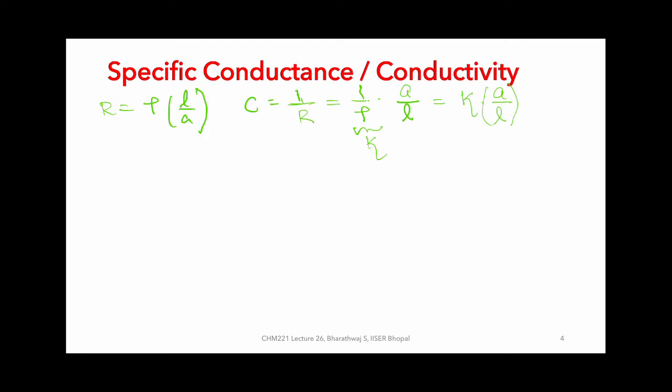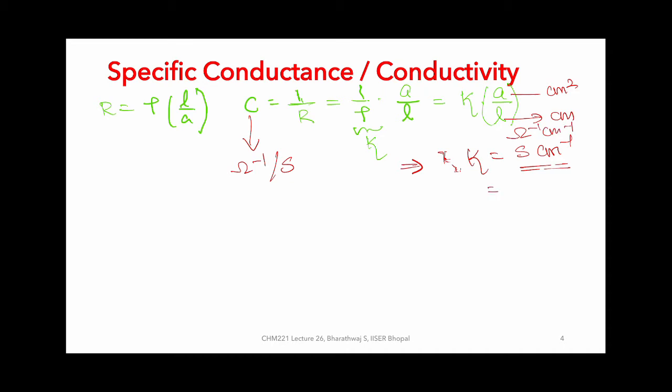And in the same fashion, what are the units of each of these? Conductance has the unit of ohm inverse, which is also called Siemens. Area is going to be centimeter square, and length is going to be centimeter. So therefore, the unit of kappa is going to be Siemens per centimeter. Some people also call it per ohm per centimeter or mho centimeter inverse. Mho is nothing but inverse ohm, but these are not commonly used. The SI unit will be Siemens centimeter inverse.